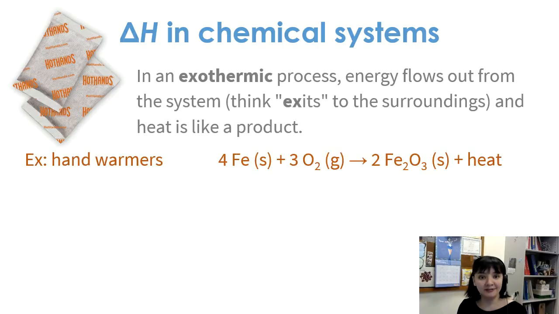A good example of this that you may have come across in your own life is little chemical hand warmers like these ones. These work by oxidizing iron into iron(III) oxide, or Fe2O3. And that reaction is an exothermic reaction. So heat is being produced, and that's how the hand warmer gets hot. It is releasing heat as a result of this chemical reaction.